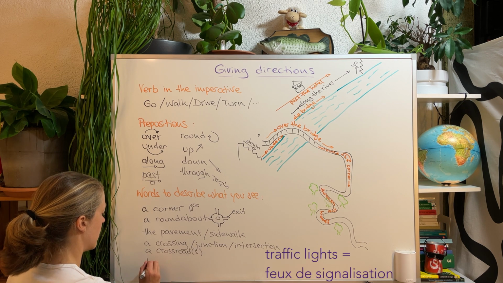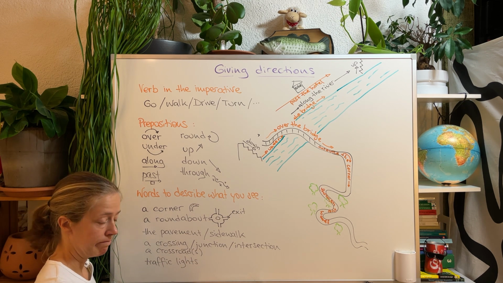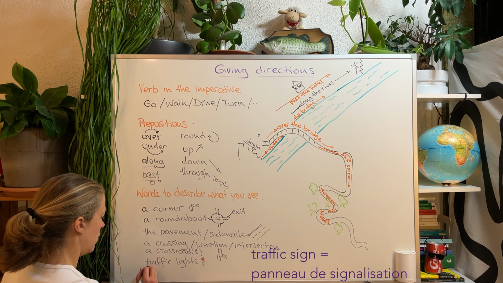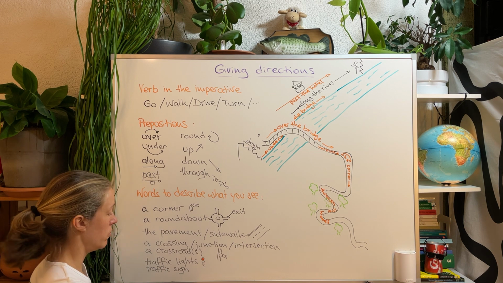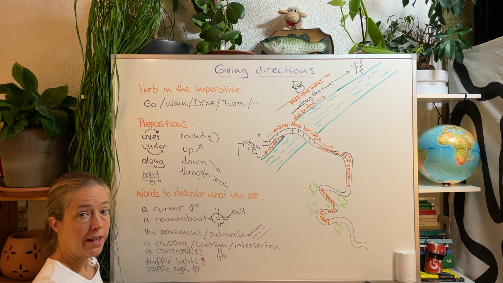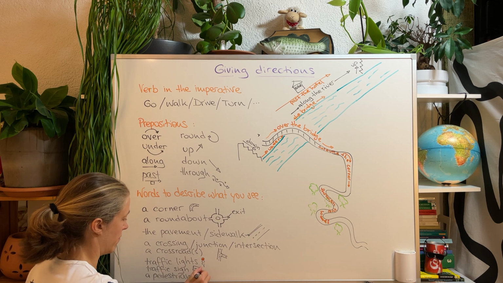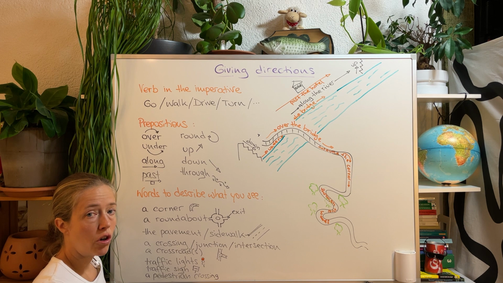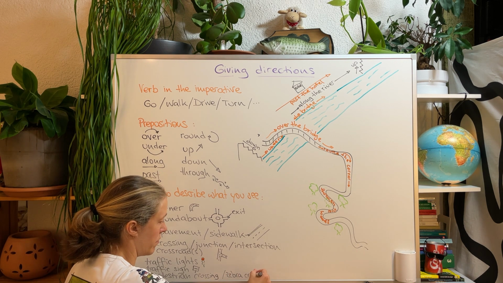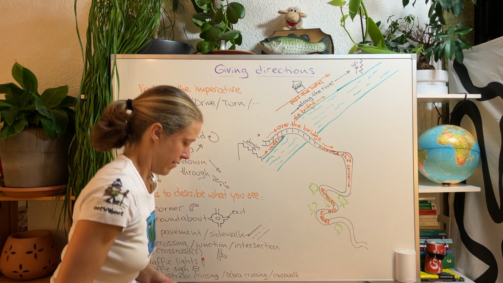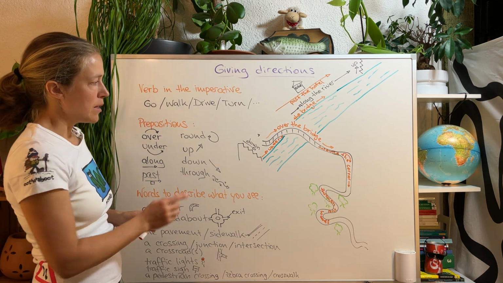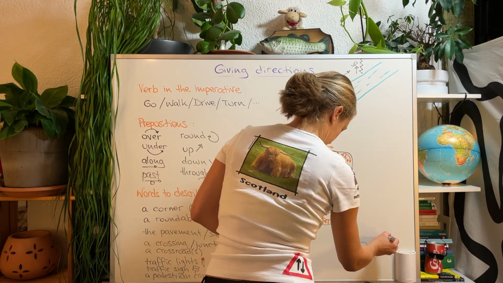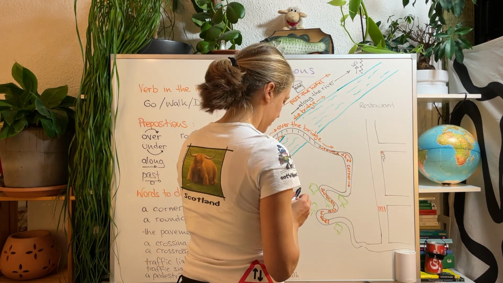Then traffic lights, c'est des feux de signalisation. A traffic sign, c'est un panneau de signalisation. Or a pedestrian crossing. Sometimes also called a zebra crossing or crosswalk. Okay. So, let's make this map a little more complicated and I'll give you some examples.